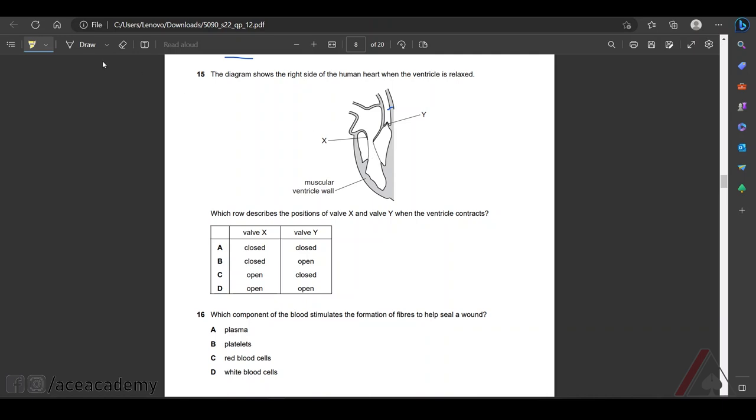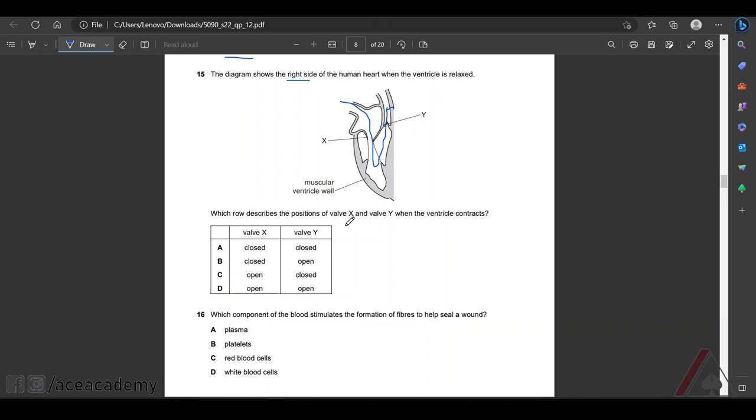Now, for this question, we need to consider how blood flows through the heart. For this specific side of the heart, blood enters through the atrium, then reaches the ventricle, and when the ventricle contracts, passes through this region, which, since this is the right side of the heart, is the pulmonary artery.